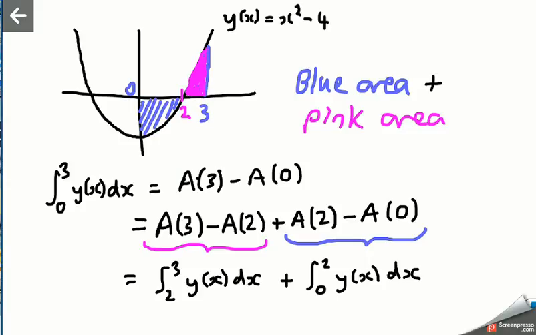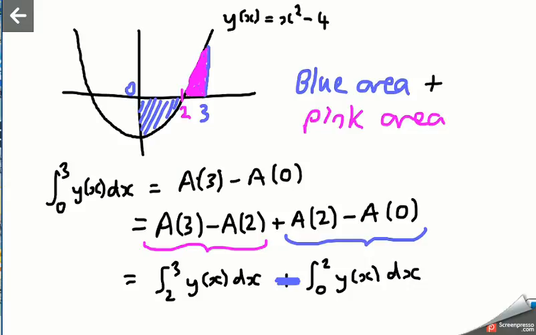Because this A of 2 minus A of 0 is going to give us negative the blue area. This definite integral from 0 to 2, we already calculated, gives us negative the blue area. So what do we need to do? Well, if this is negative the blue area, then we should take the negative of that. If we take the negative of that, then that's going to make it positive again. So actually, instead of a plus here, we should have a negative.